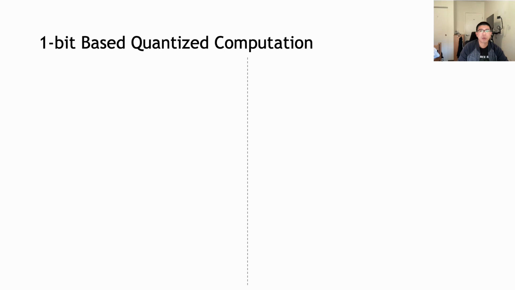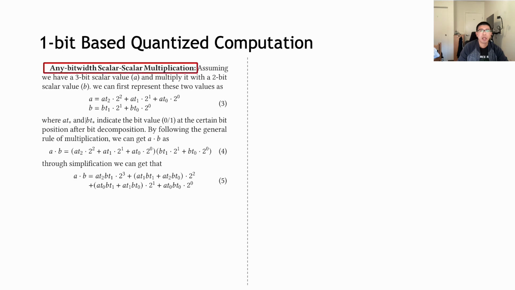In this slide, we will introduce more detail of our 1-bit based quantized computation. Let's start with the basic scalar-scalar multiplication with one 3-bit number A and one 2-bit number B. We will first decompose the values of A and B into a set of factors in 1-bit representation. So when we multiply A and B, we will conduct a cross product of those decomposed factors and finally do the accumulation to get the exact output result.